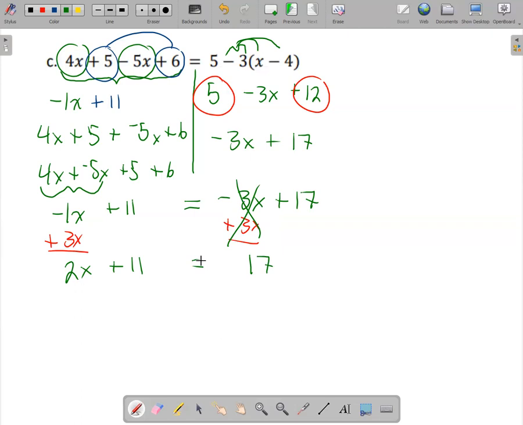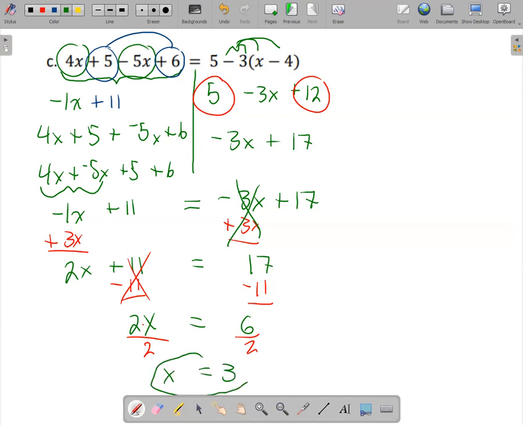Then we get to move the 11. So I'm going to subtract 11 here and there. 11 minus 11 is a 0, so that's done. So 2x is left on the left. Gain of 17, loss of 11, I think that leaves us 6. And then last, to get rid of a multiplication, we divide. So I think x equals 3 is the solution here.